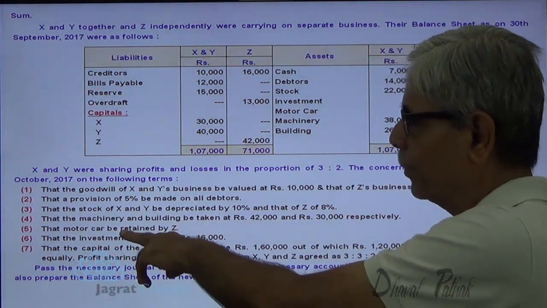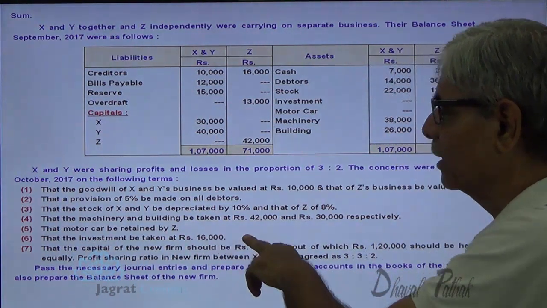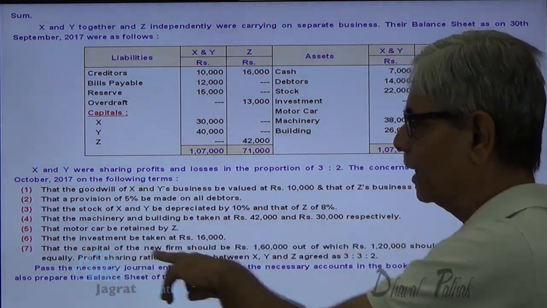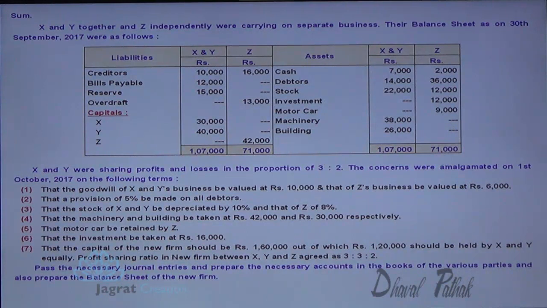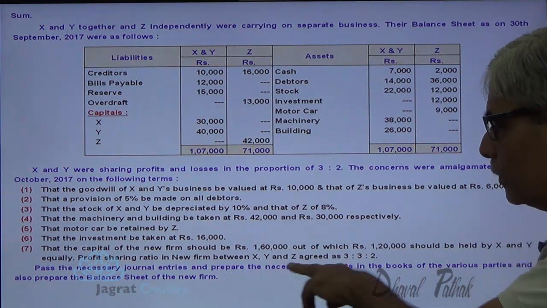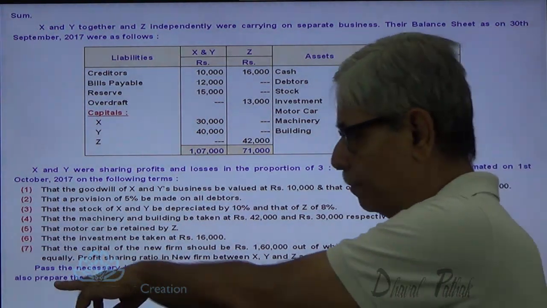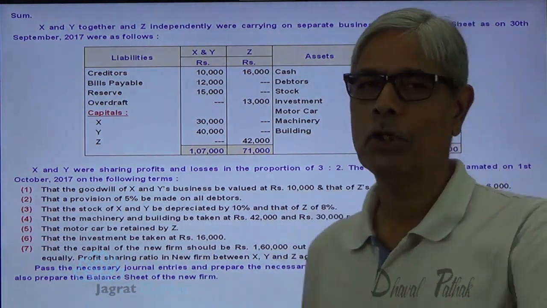The motor car be retained by Z, that the investment is taken at 16,000, that the capital of the new firm should be 1,60,000, out of which 1,20,000 should be held by X and Y equally, and the profit sharing ratio of the new firm between X, Y and Z is agreed as 3:3:2. Pass necessary journal entries, prepare necessary accounts in the books of various parties. Also prepare the balance sheet of the new firm.